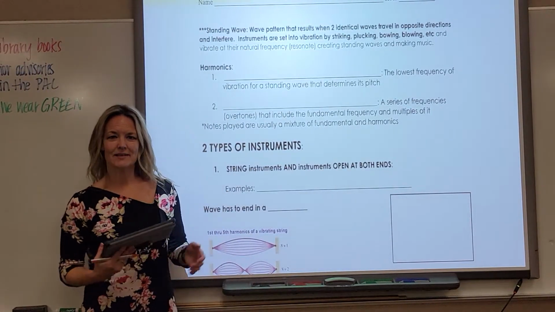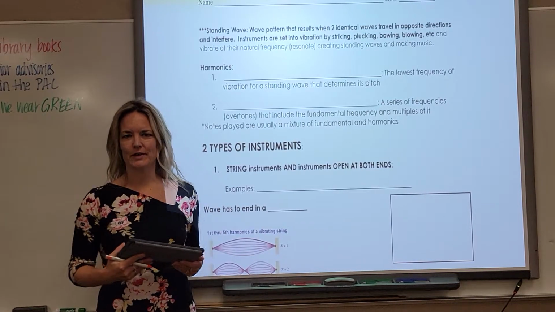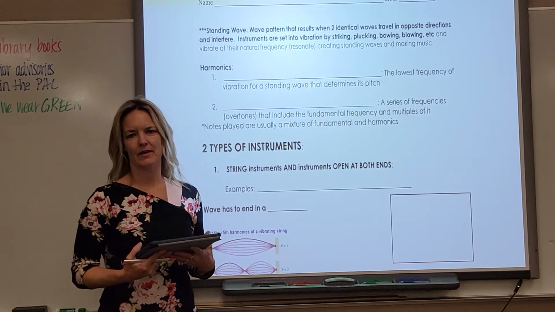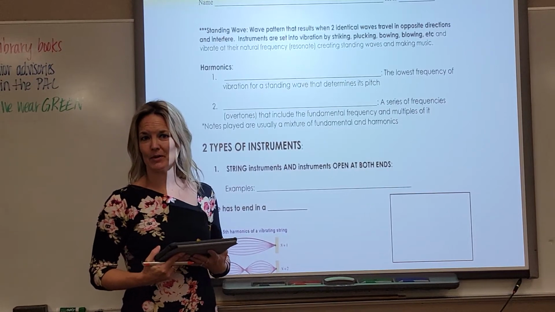Hi physics students. Today we are going to learn about musical instruments and the different types of waves that are working with them in order to make the music.